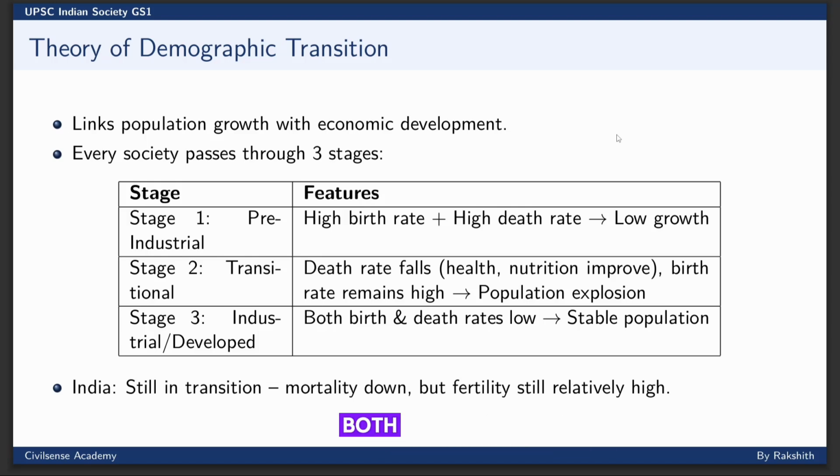In the first stage, both birth rate and death rate are high, so population growth is slow. In the second stage, death rates fall rapidly due to better health, sanitation and nutrition, but birth rates remain high. This leads to the population explosion. In the third stage, both birth and death rates fall and population stabilizes. India is currently in the second stage and moving slowly towards the third.